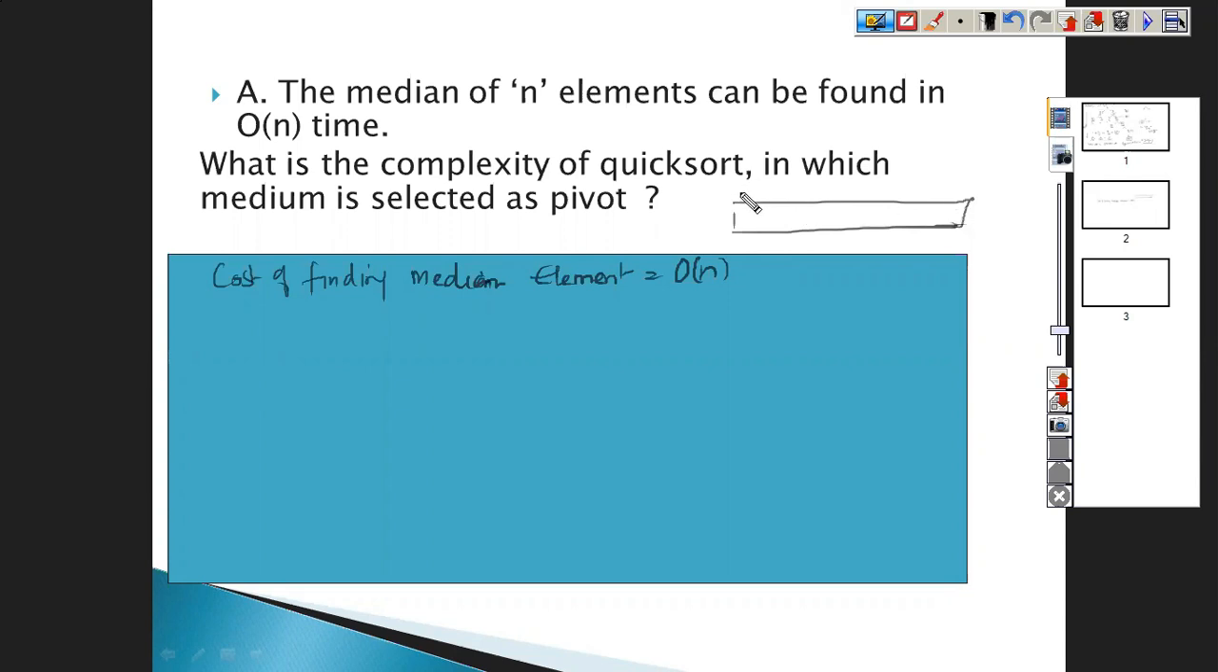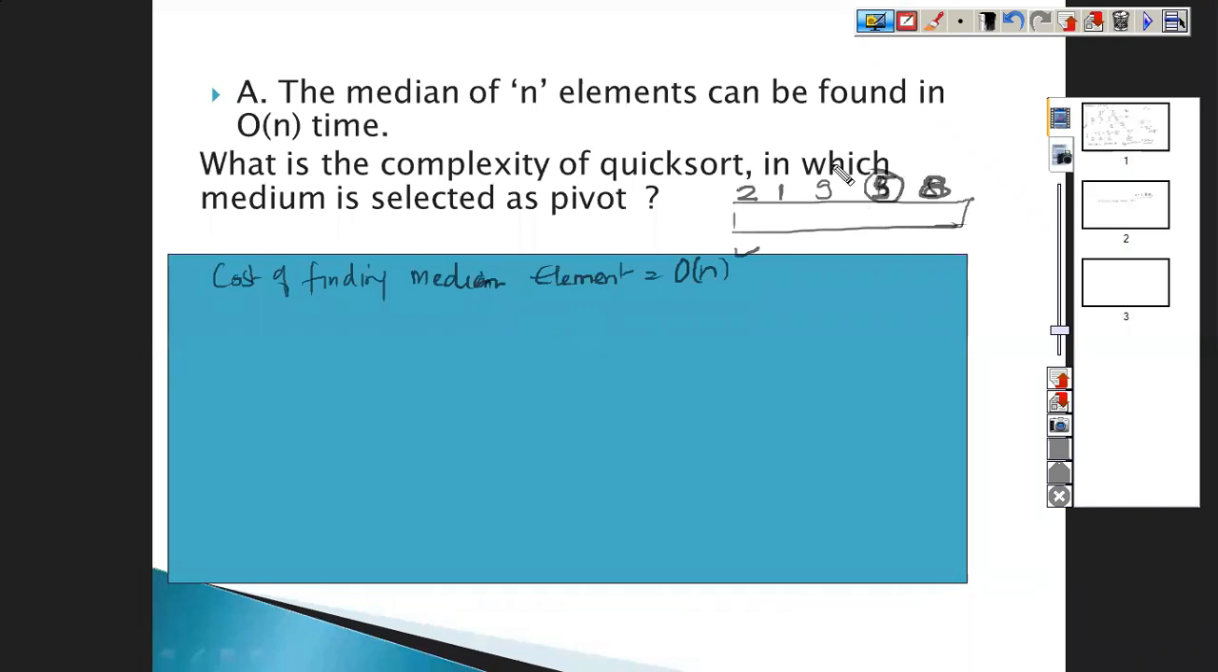Let me frame one example. Let's say 2, 1, 9, 8, 5. This is the sequence given to you. The middle element is 5, which is not placed in the center, right? Now, if you look at the sequence, this is something which has to come in between. So we will do some effort to find which is the median element, out of these elements. So we did big O of n effort.